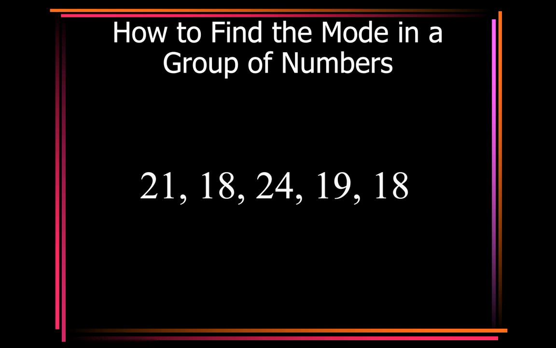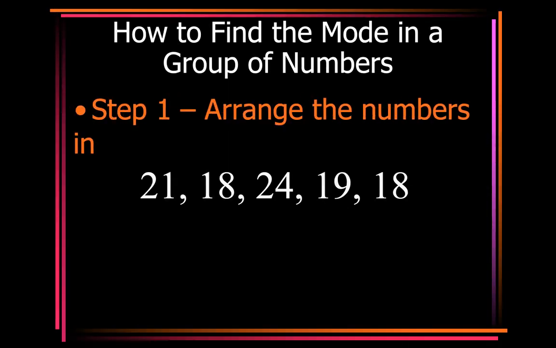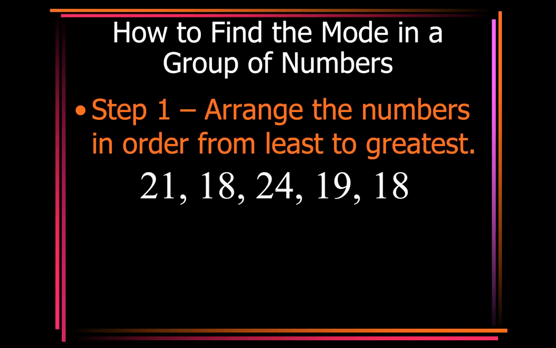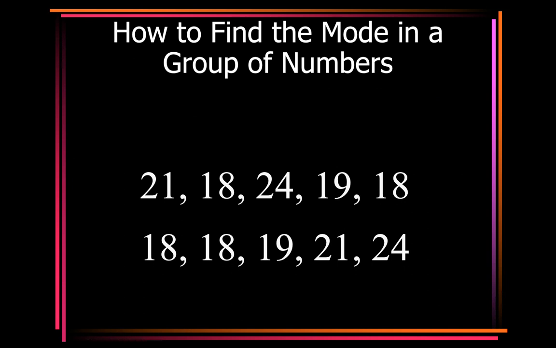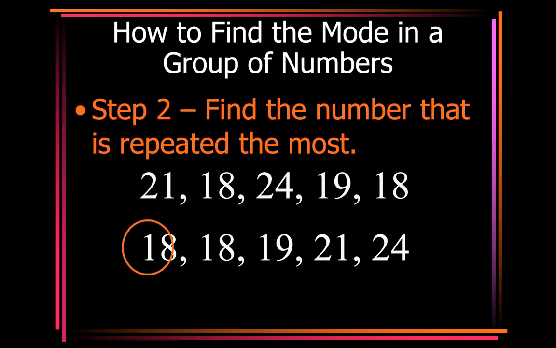So in this case, we're going to arrange the numbers in order from least to greatest again. And it helps us see that 18 is our mode. You're going to find the number that is repeated the most. It's 18. So 18 ends up being the mode.